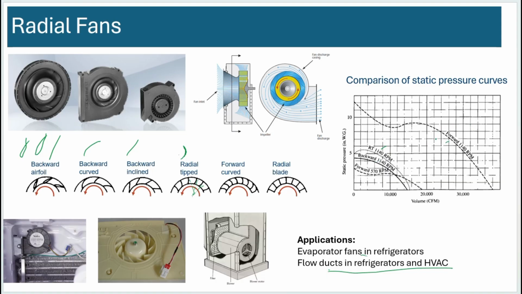Typically, the forward curved provides the highest flow rate, okay, and pressure. But typically, the backward curved airfoil are the most efficient, okay. These will draw a lot of current, but they do provide higher flow rate for the same RPM. All right.